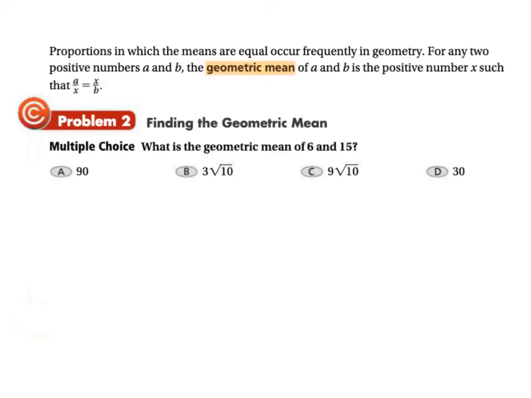Okay. So what is the geometric mean of 6 and 15? Well, what do you do? You multiply them together and you take the square root. Okay.